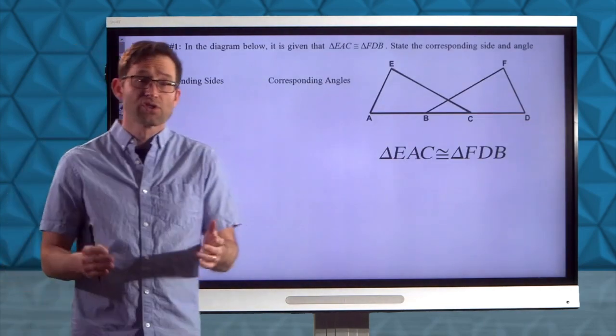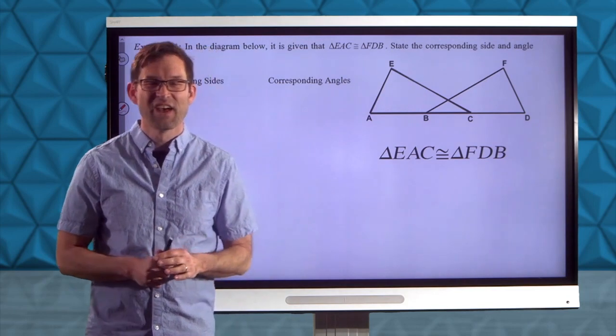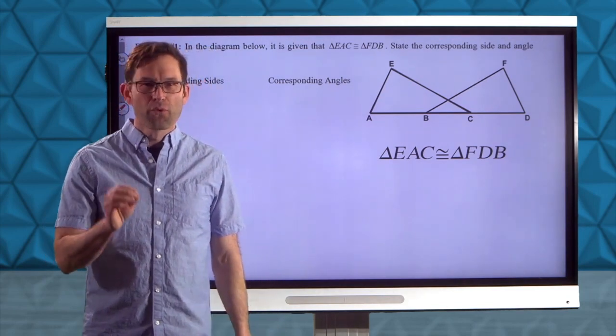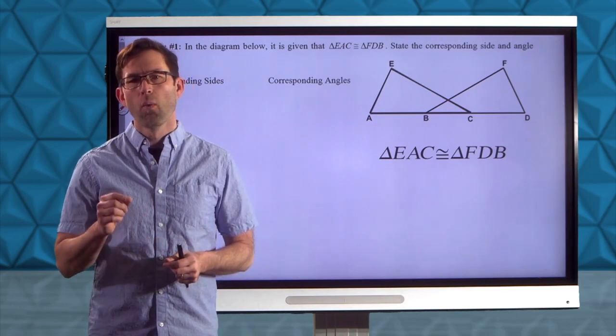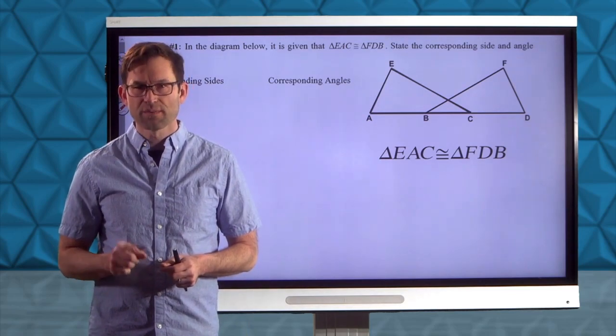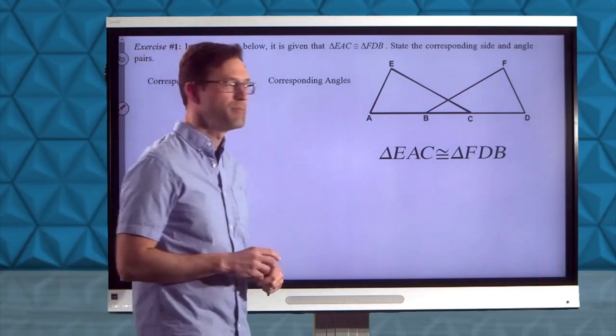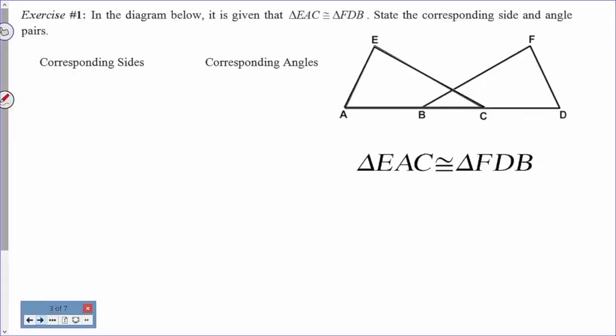All right, actually, not quite yet. My apologies. Before we get into proving something using CPCTC, I want to make sure that you understand what it means to have corresponding parts. So let's take a look at exercise number 1. Exercise number 1. In the diagram below, it is given that triangle EAC is congruent to triangle FDB. State the corresponding side and angle pairs.